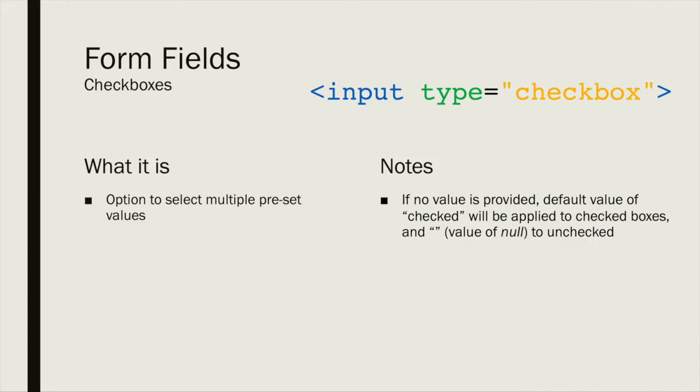Next are checkboxes. This is an input type. Keep that in mind, not a select or anything else. This allows the option to select multiple preset values. If no value is provided, the default value of checked will be applied to the checked boxes and the value of null to the unchecked. So basically, if a box is unchecked, that information will not be passed to the form handler. If you see things such as I agree to the terms and conditions, or you select your favorite range of items or your favorite selection of apparel, then that is a checkbox.